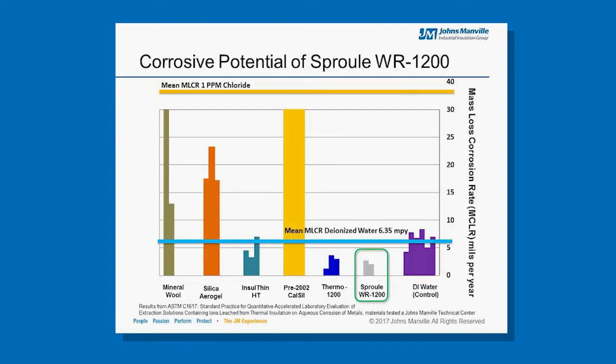You'll see that we'll revisit the C1617 corrosion test method within this presentation frequently. As you look at Sproule WR1200, you can see that the corrosivity of the material is similar to Thermo 1200, and it's still better than the deionized water that is required by the ASTM C612 standard.